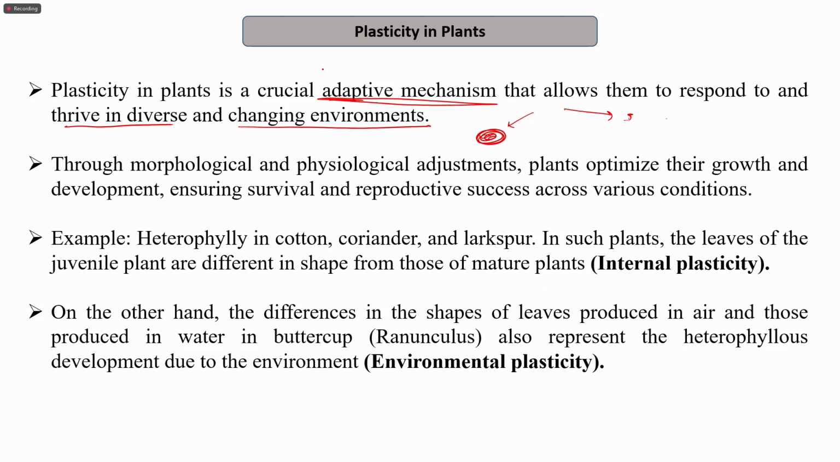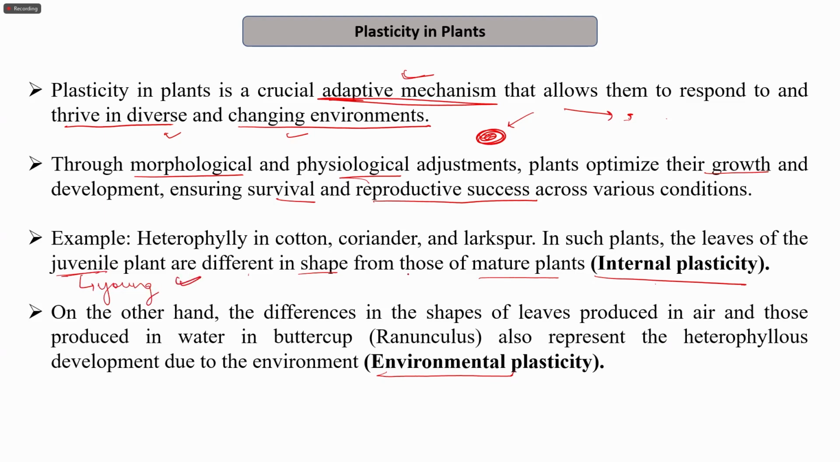So there are certain adaptive mechanisms that help the plants to respond to and thrive in diverse and changing environments. Through morphological and physiological adjustments, plants optimize their growth and development, ensuring survival and reproductive success across various conditions. So it can be internal plasticity or it can be environmental plasticity. Internal plasticity, for example, is when the leaves of the juvenile plant are different in shape from those of the mature plant. So juvenile means young plant.